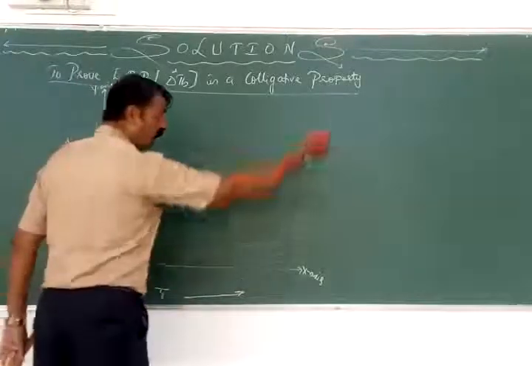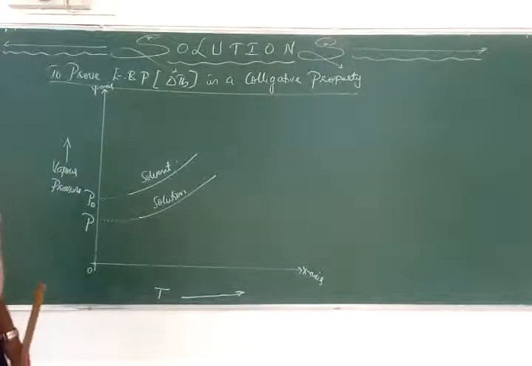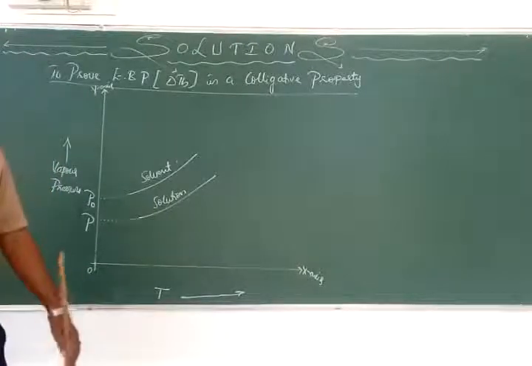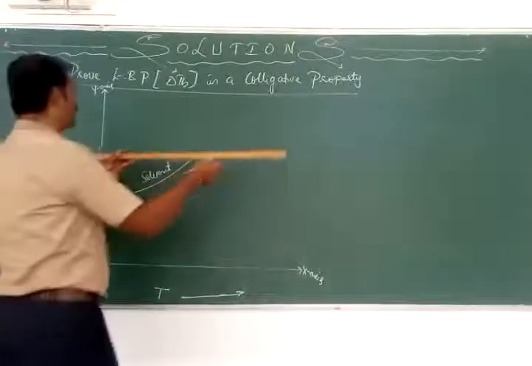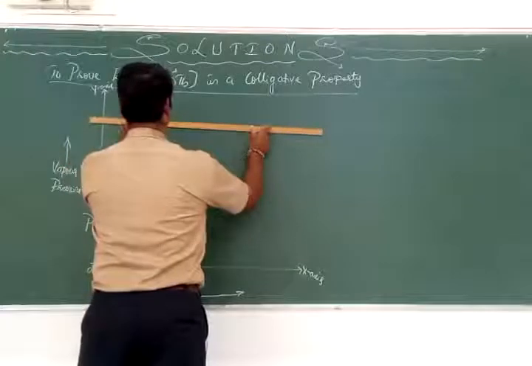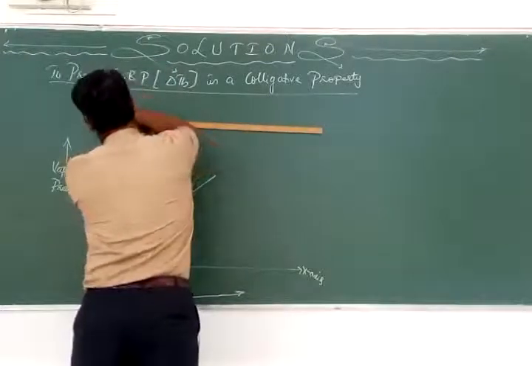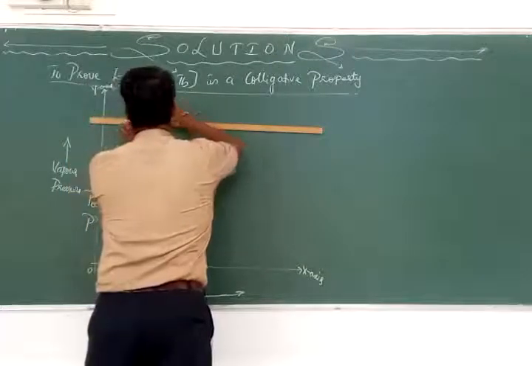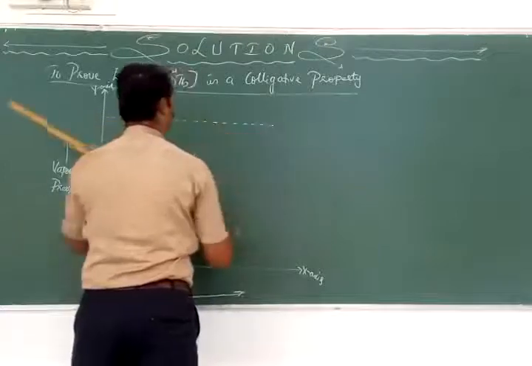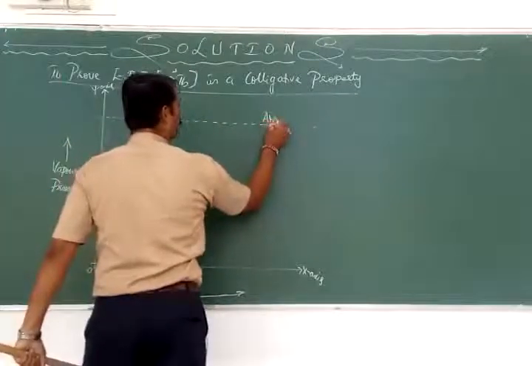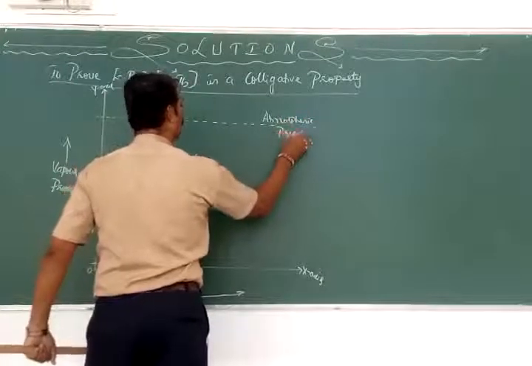Still, as we increase the temperature, the vapor pressure of the solvent or the liquid goes on increasing and reaches a maximum, and that particular temperature is called the boiling point, where it reaches atmospheric pressure. Let us take this as the atmospheric pressure. What pressure is it? Atmospheric pressure.